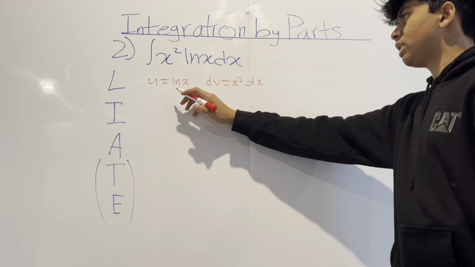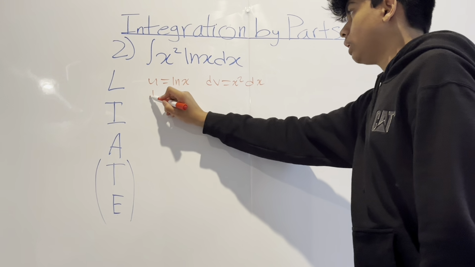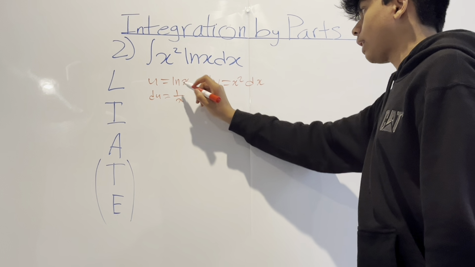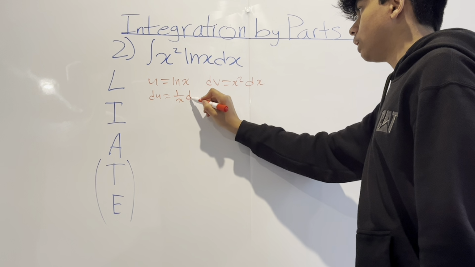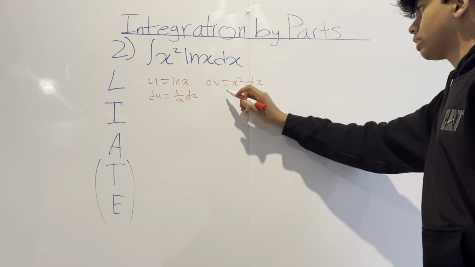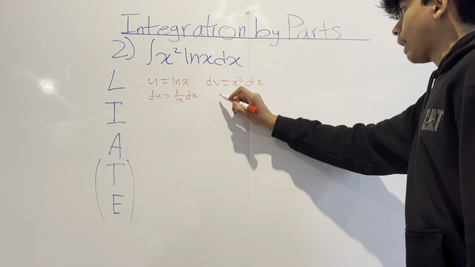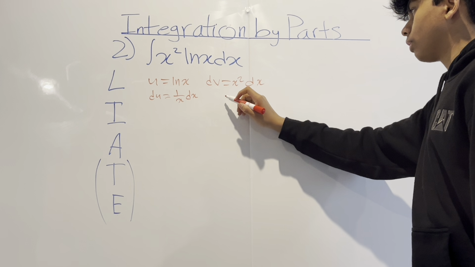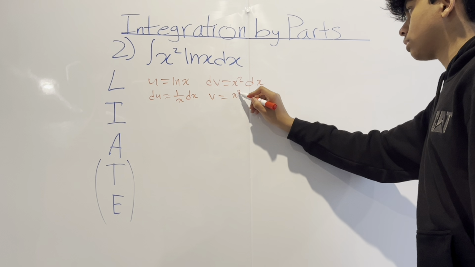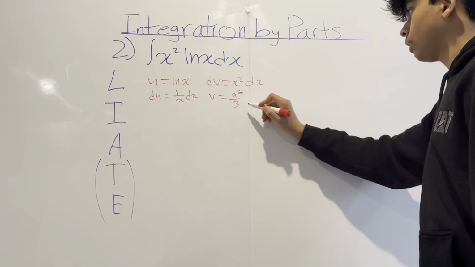Now we're just going to differentiate u. So du is equal to 1 over x, since the derivative of ln x is 1 over x dx. And now we're going to integrate this function. The integral of x squared is just x cubed over 3. So v equals x cubed over 3.